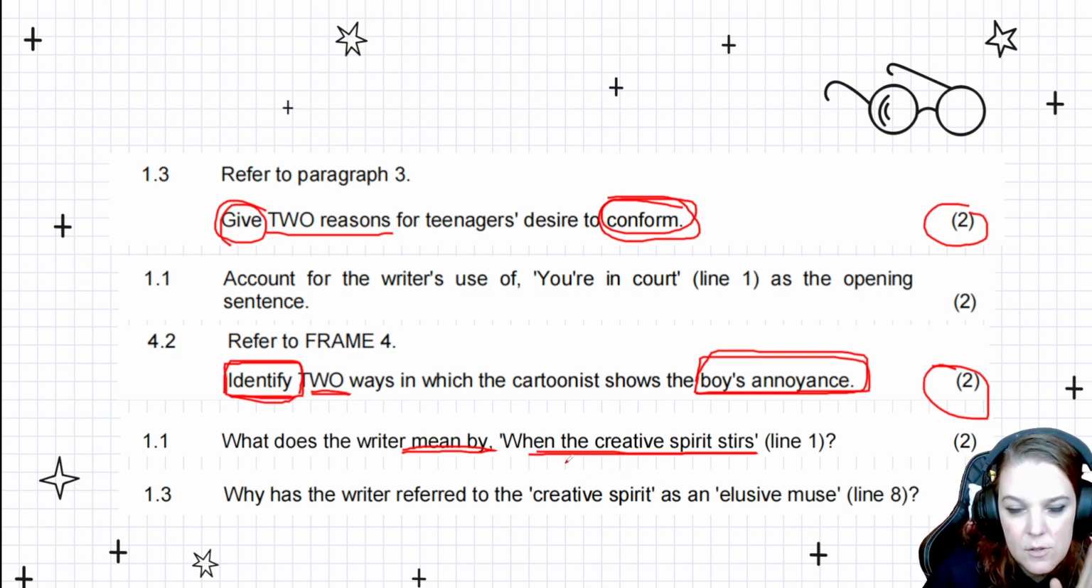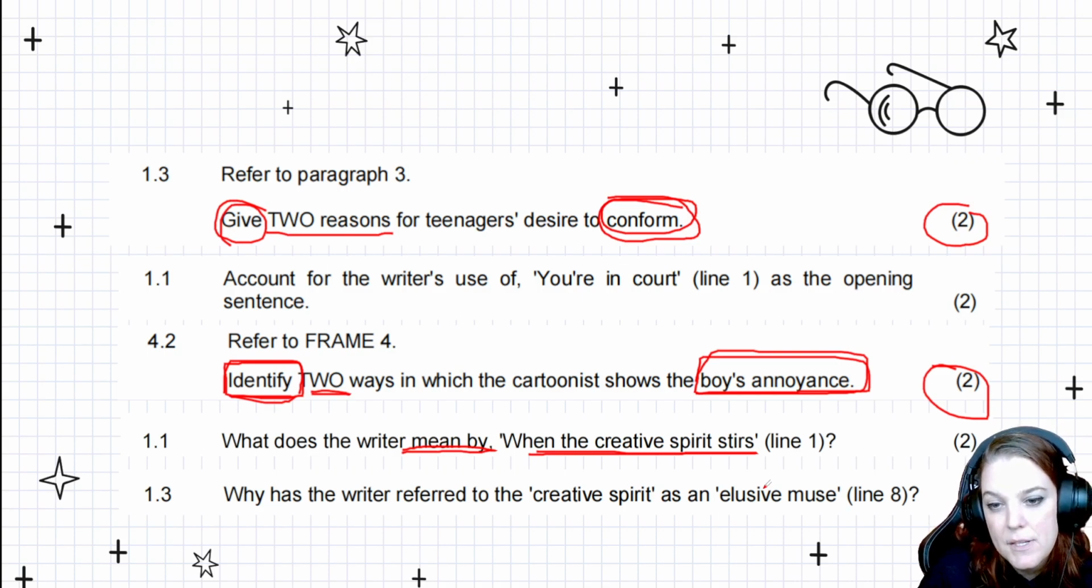So let's look at it word by word. When the creative spirit stirs. So stirring up something, you bring something to life, the creative spirit. Again, we have to look at this question in the context of the whole entire passage. You can't just look at this question in isolation, but this is a very, very easy, very basic question that's being asked of us.